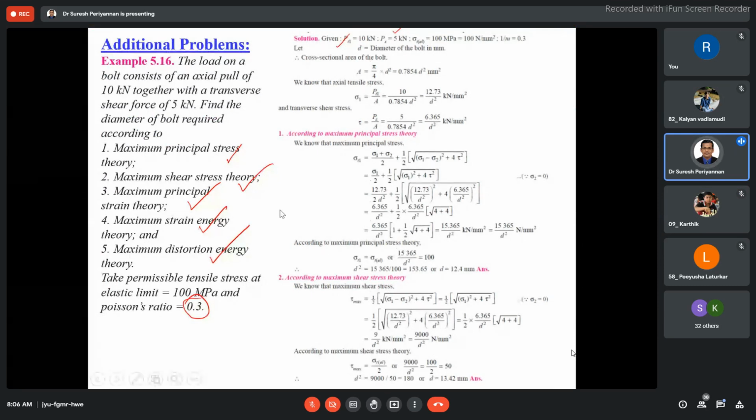First, in this problem, we concentrated on the direct stress. In any problem, we first have to find the direct stress, either tensile or compressive. Then we go for the shear force and shear stress. These are the direct stresses. Once we find these, we apply the maximum principal stress theory: find sigma 1 and sigma 2.